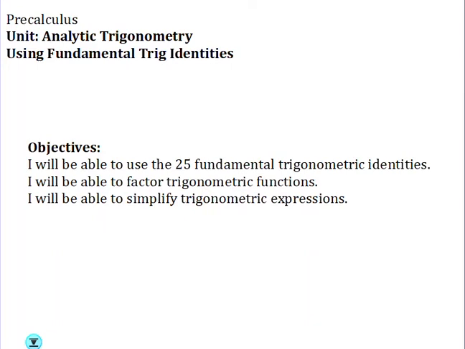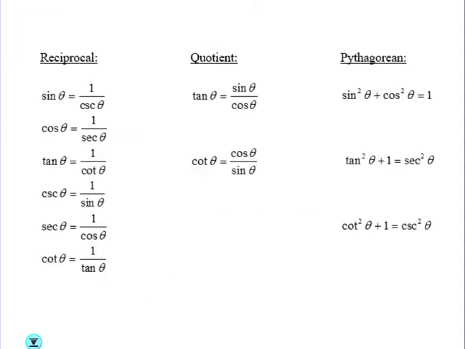Today we're going to be talking about the fundamental trig identities. By the end of this video, you should be able to use the 25 fundamental trig identities, you should be able to factor trigonometric functions, and you should be able to simplify trigonometric expressions. So first, let's take a look at 5 different categories of trig identities.